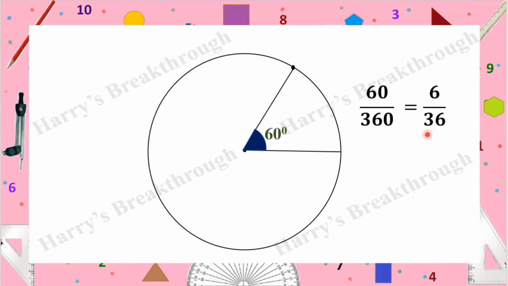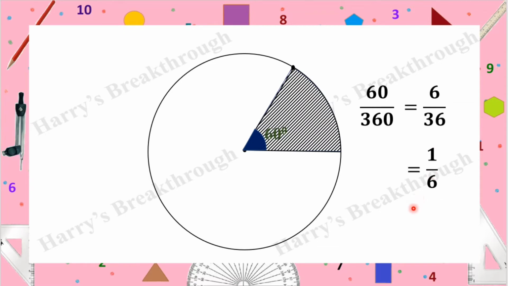We can again reduce this fraction. For that, divide 6 by 6, we will get 1, and 36 by 6, we will get 6. So this part can be represented as 1 by 6th portion, or the equivalent fraction representing this figure is 1 by 6.